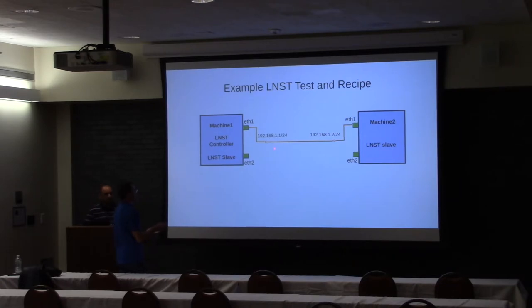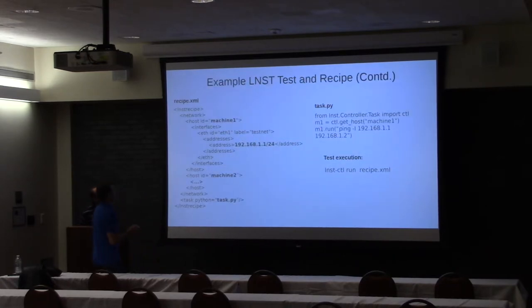How does LNST know this? We call it a recipe. A recipe is an XML that has attributes, and you tell it what machines you're going to be using. Machine one is also supposed to be a machine XML in your directory or your LNST pool, where all the machines that LNST knows about are, with the MAC address and the host name. And in this case we picked machine one.